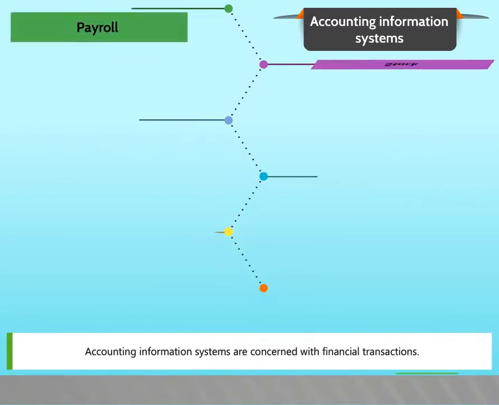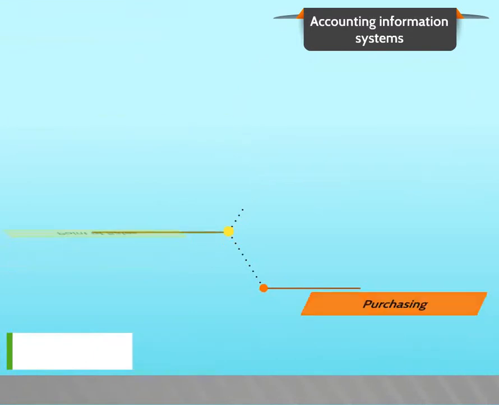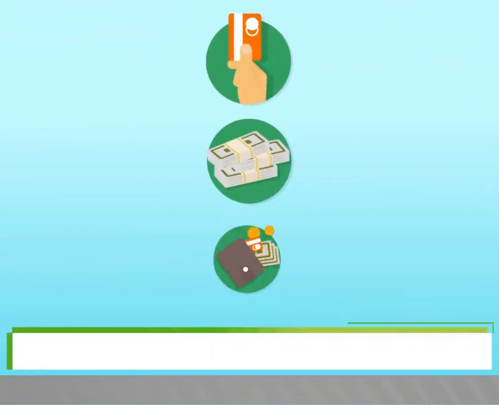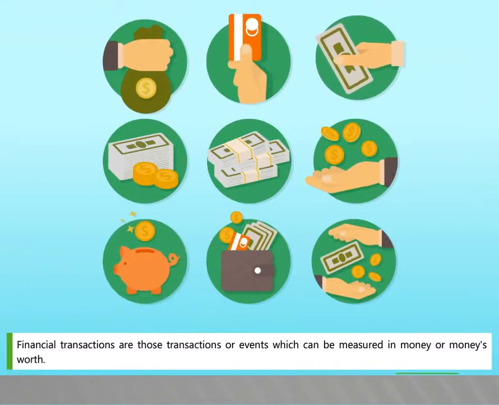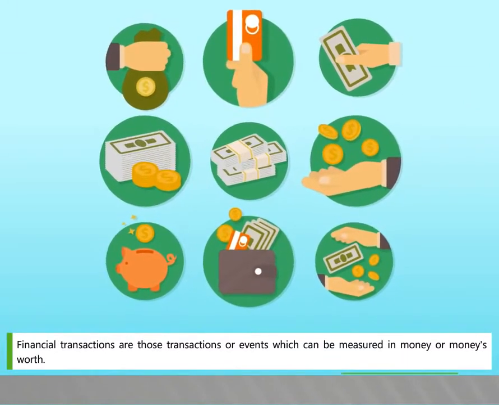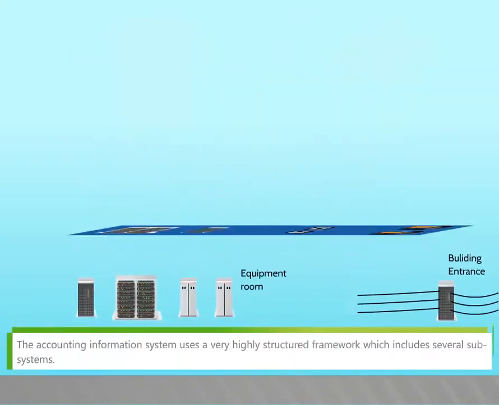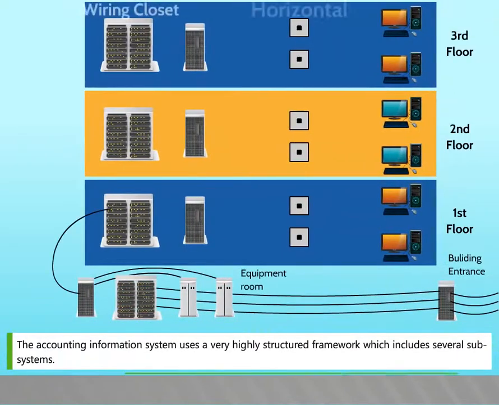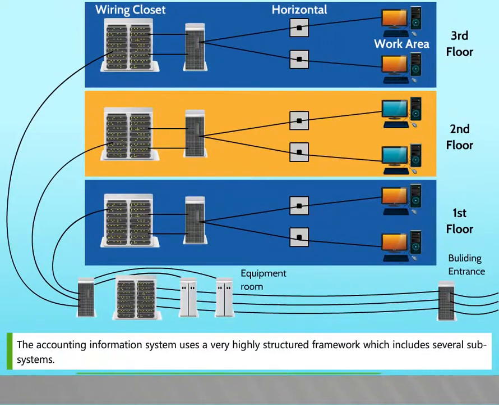Accounting information systems are concerned with financial transactions. Financial transactions are those transactions or events which can be measured in money or money's worth. The accounting information systems use a very highly structured framework which includes several subsystems.